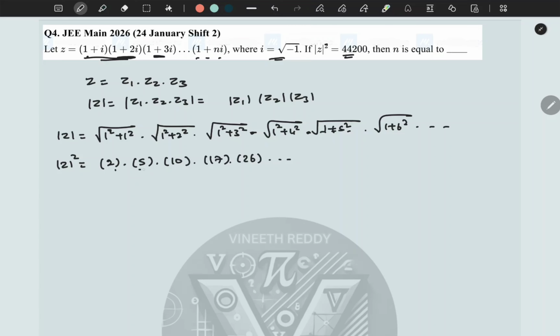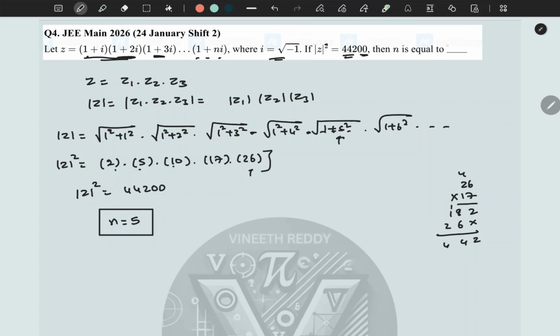How much is 2 into 5, dear students? 2 into 5 is 10, 10 into 10 is 100. So already we have double zeros. 26 into 17 we will simply find out: 6 times 7 is 42, and so on. Perfect, dear students. So mod z square itself here is 44200 if we stop at this value. And when do we get this? If n is 5. That means n should be equal to 5. That's it. It's a very simple question, dear students.